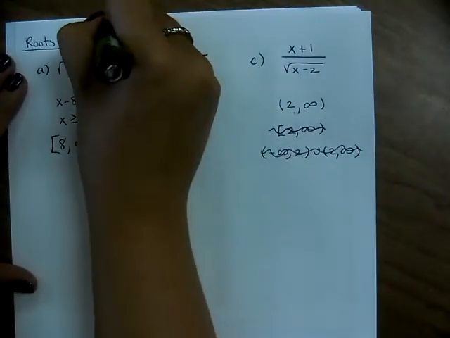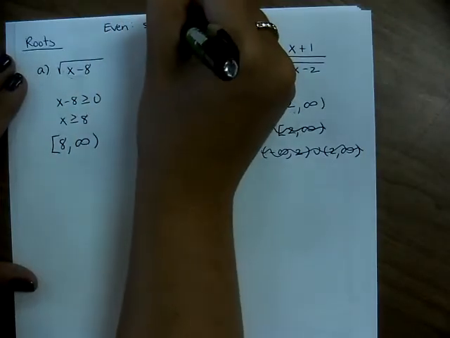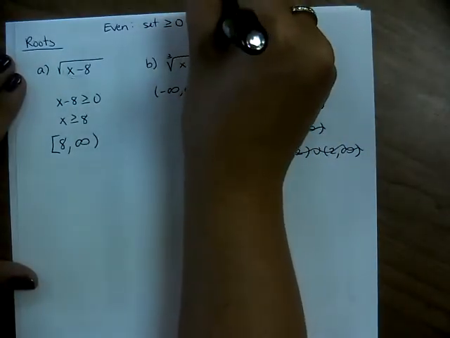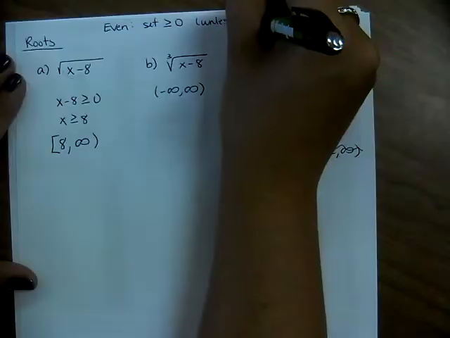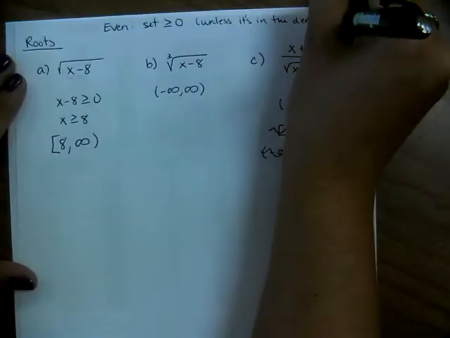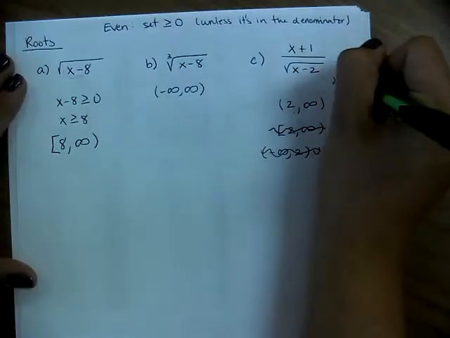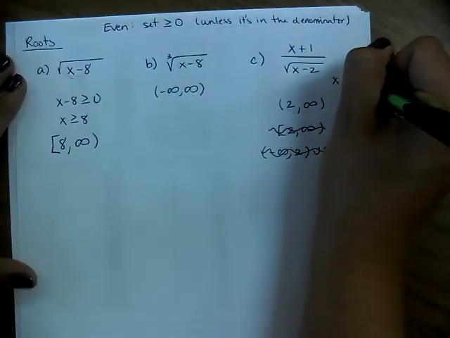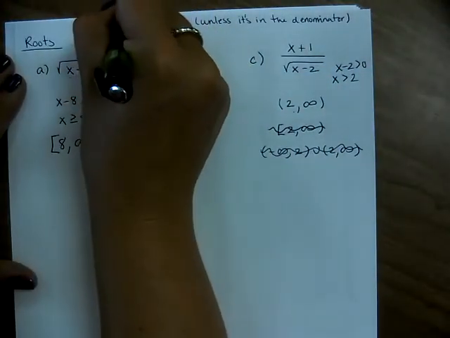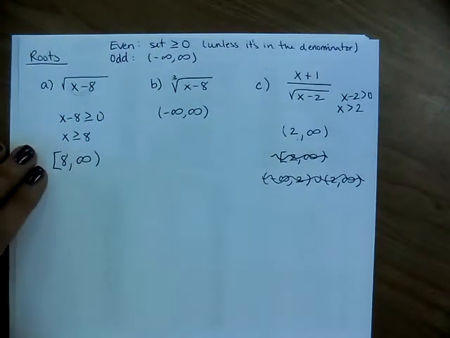Okay, so let's make some rules here. If you have an even root, you set it greater than or equal to 0. Okay? Let's make a note though, unless it's in the denominator. So like example C. Then you just set it greater than 0. Maybe make yourself a note there. You set this x was greater than 2. So x minus 2 was greater than 0. If you have an odd root, then every single time you get negative infinity to infinity.